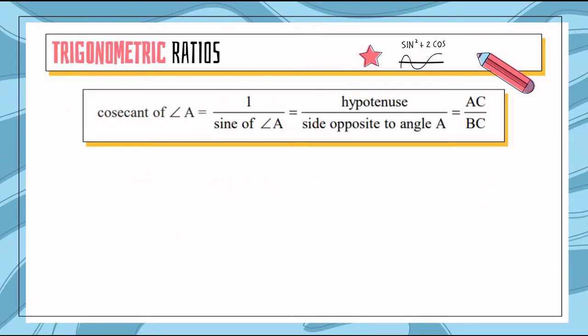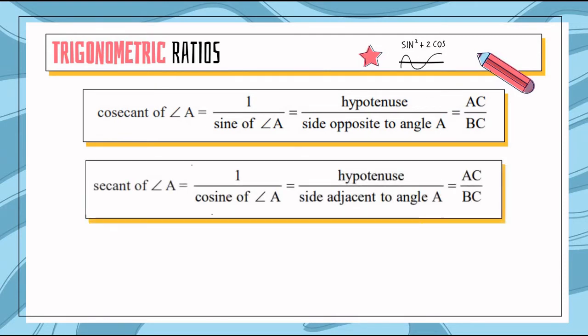In here we have the first ratio as cosecant of angle A. It is nothing but 1 by sine of angle A. We know that sine of angle A is side opposite divided by hypotenuse. If we reverse it, it is going to be the reciprocal of that. So cosecant of angle A would be equal to hypotenuse divided by side opposite to angle A. Here also the ratios are just getting switched, so we get the ratio AC by BC in that triangle.